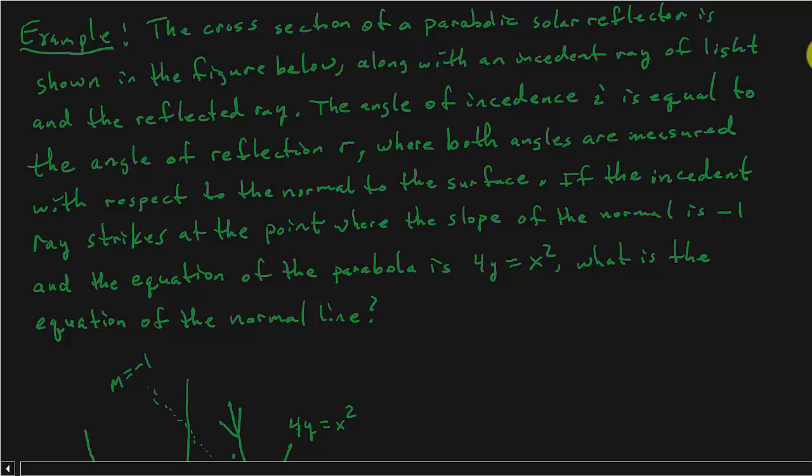The angle of incidence I is equal to the angle of reflection, R, where both angles are measured with respect to the normal to the surface. If the incident ray strikes at the point where the slope of the normal is -1 and the equation of the parabola is 4y equals x squared, what is the equation of the normal line?